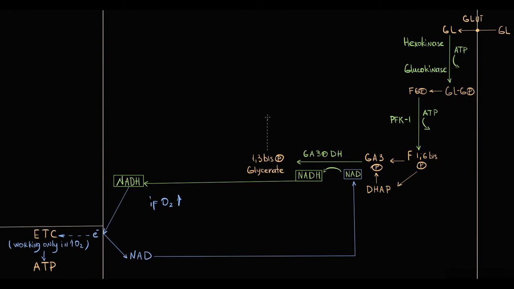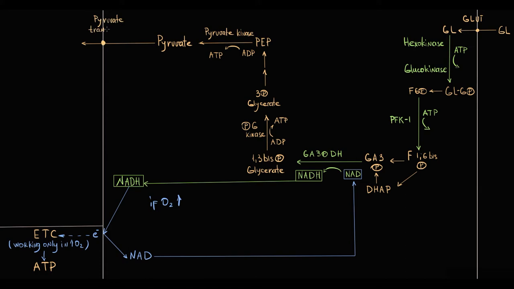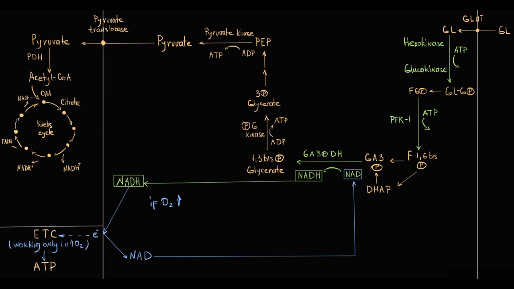And during glycolysis, 1,3-bisphosphoglycerate through two consecutive reactions is converted to phosphoenolpyruvate. And then phosphoenolpyruvate is converted to pyruvate, which is the final product of glycolysis. And with a sufficient amount of oxygen, usually pyruvate is converted into acetyl-CoA that goes into the Krebs cycle. In the Krebs cycle, NAD and FAD molecules pluck electrons out of acetyl-CoA with formation of NADH and FADH2 molecules. And then these electron carriers deliver electrons to the electron transport chain that results in energy production.